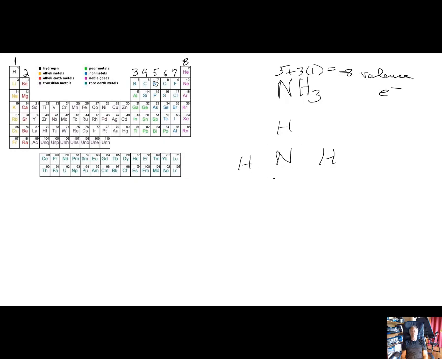I'm going to give every one of these atoms what they want. Nitrogen wants 8, hydrogen only wants 2. Okay, so you have 2, 4, 6, and 8. And so 2, 4, 6, 8, I used 8, I have 8, there are none left over, so I'm done. So this is ammonia. I'm going to go ahead and draw it with lines.